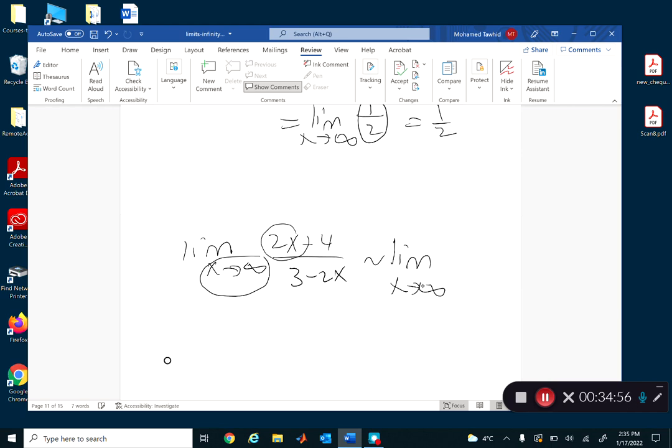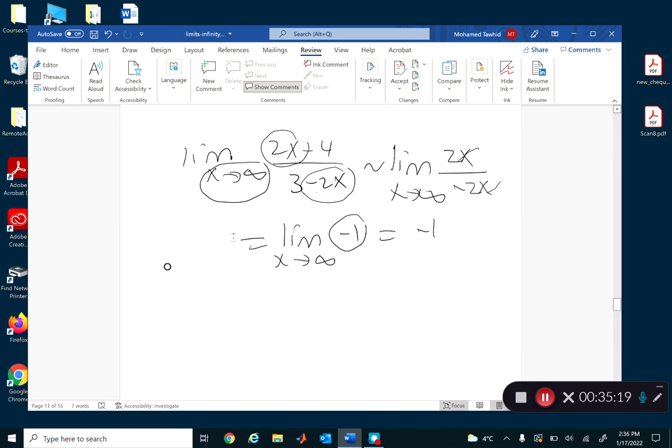What is my leading term here? Oh, 2x. What is the leading term down? The leading term includes a sign. It's negative 2x. So now x cancels with x, 2 cancels with 2. So what did you get? If I simplify, you will get negative 1. So what is the limit of any constant? Again, it will be the same constant, right?